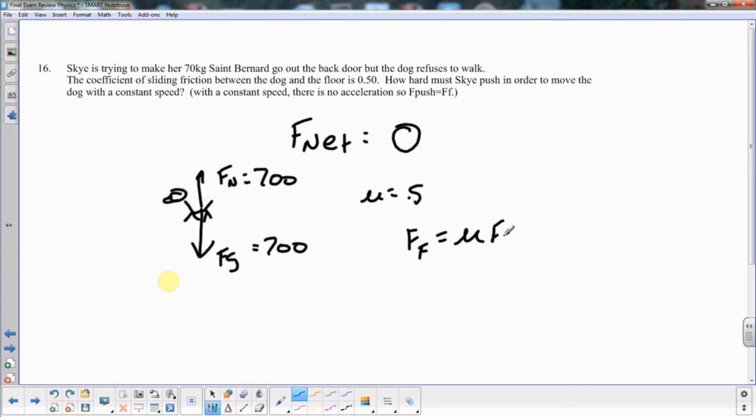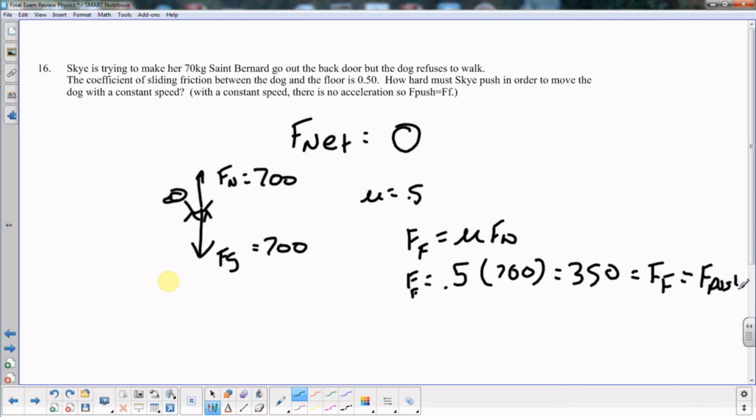So the frictional force is going to equal 0.5 times 700, which is 350. Again, that equals the frictional force. If we don't want it to accelerate, that friction has to be exactly equal to the push. So she has to push with 350 newtons. The dog is going to resist with 350 newtons, and there will be no acceleration, so the dog will just kind of coast along. Hope that helps. So push equals 350 newtons.